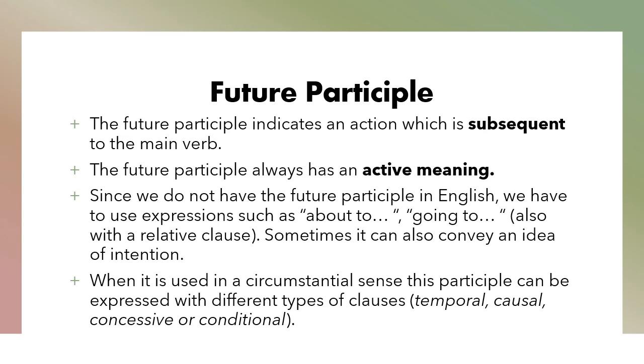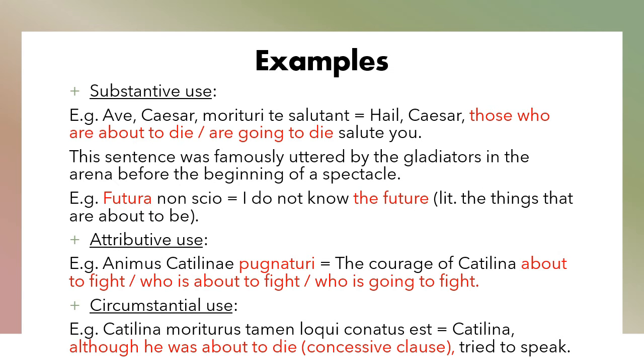Since we do not have the future participle in English, we have to use expressions such as about to or to be going to. They can also be joined with a relative clause. Sometimes the future participle can also convey an idea of intention, but it depends on the context. When it is used in a circumstantial sense, we can use the types of clauses that we have seen before. Let's see some examples to clarify.